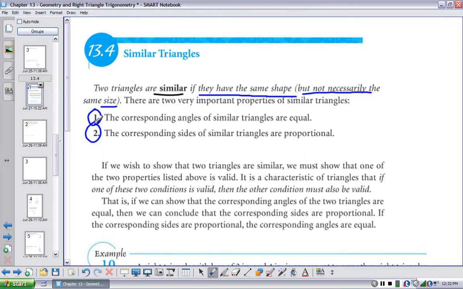So the angles have to be equal and the sides have to be proportional. Like in one triangle, each side may be half of the size of the other triangle. So they all need to be in proportion. It says if we wish to show that the two triangles are similar, we must show that one of the properties listed is valid. Okay? So only one needs to be valid. It says that if one is valid, then both are valid as well.